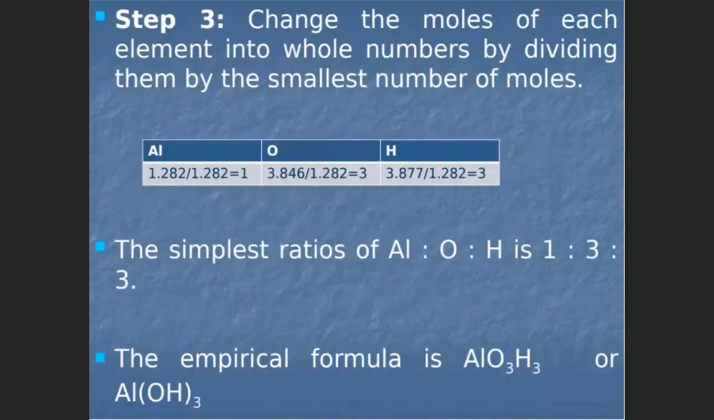Here is step 3. See, change the moles of each element into whole numbers by dividing them by the smallest number of moles. So this is step 3. So see, we divide 1.282 by the same number, 3.846 divided by 1.282, and for hydrogen the same. So what do we find? We find aluminum ratio 1, oxygen 3 and hydrogen 3. Now got it? So now we are close to done.